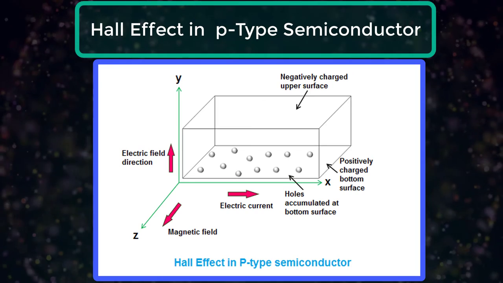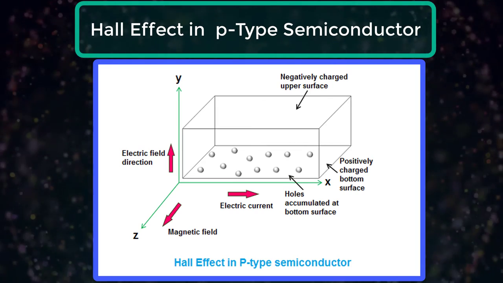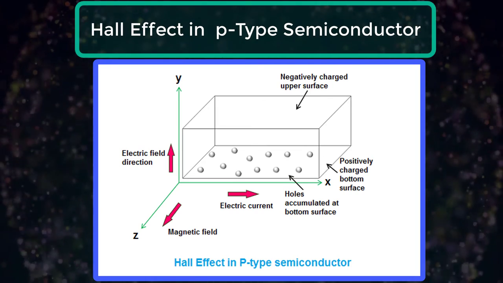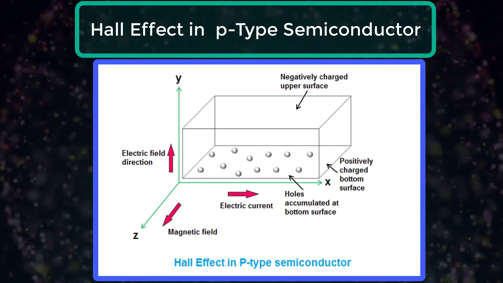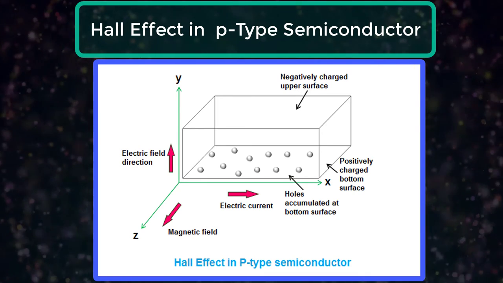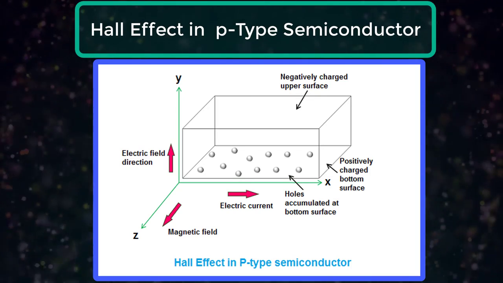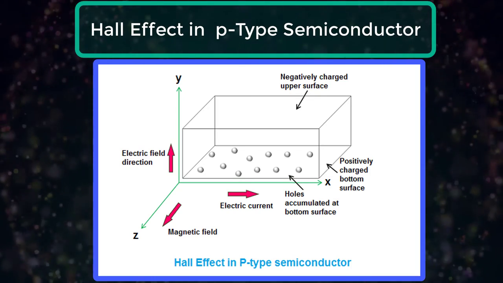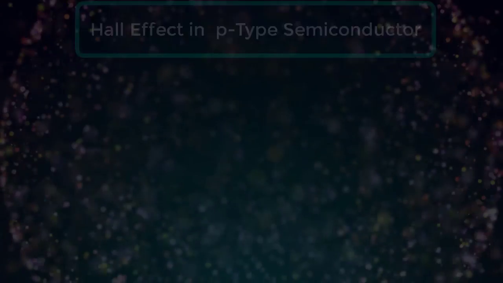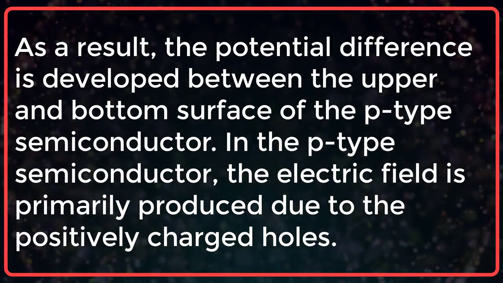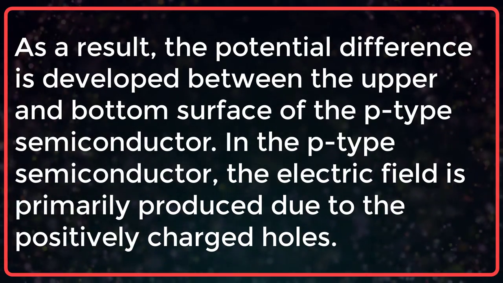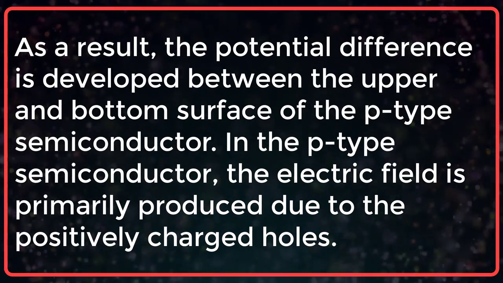In the P-type semiconductor, free electrons are negligible, so holes are mostly accumulated at the bottom surface of the P-type semiconductor. So, in the P-type semiconductor, the bottom surface is positively charged and the upper surface is negatively charged. As a result, the potential difference is developed between the upper and bottom surface of the P-type semiconductor.